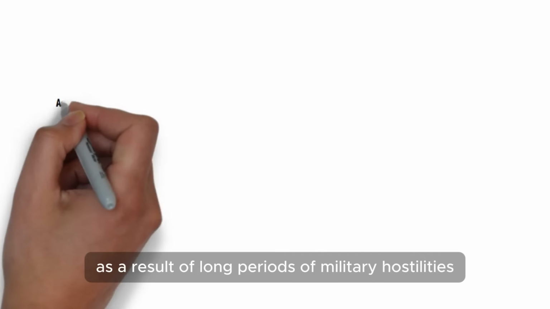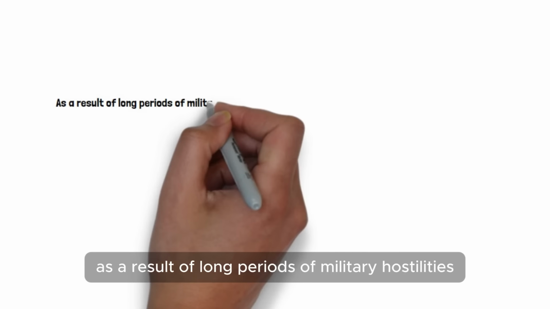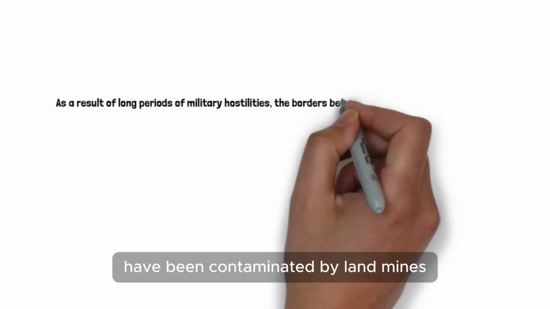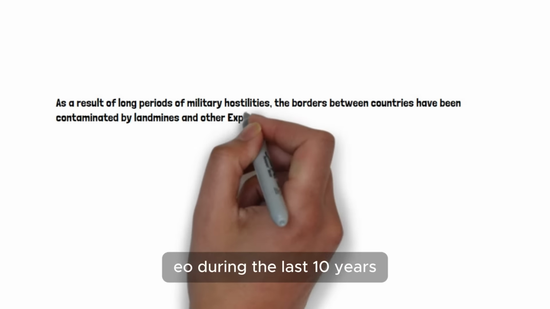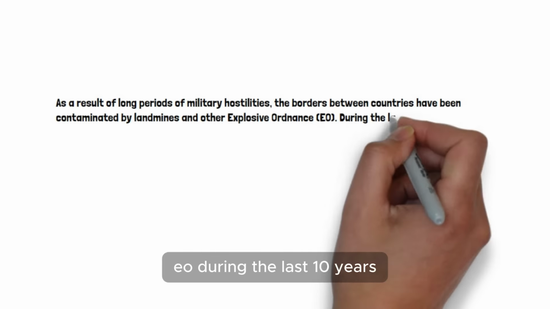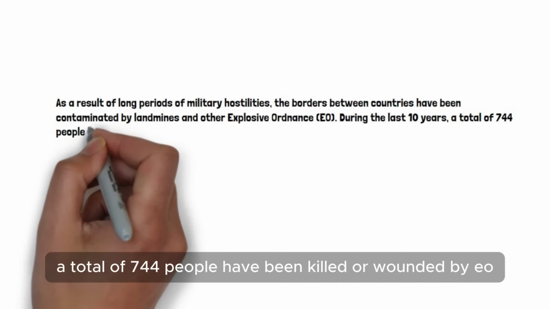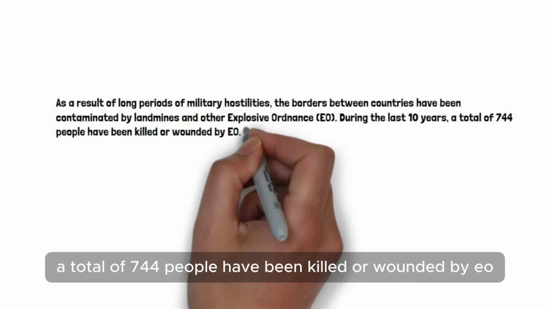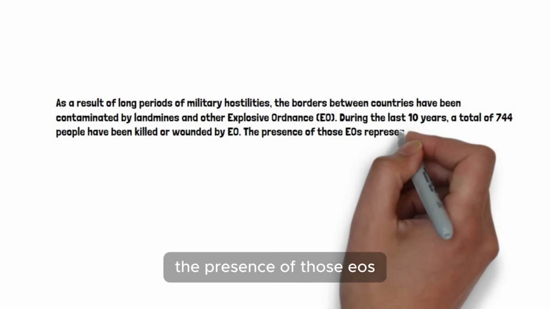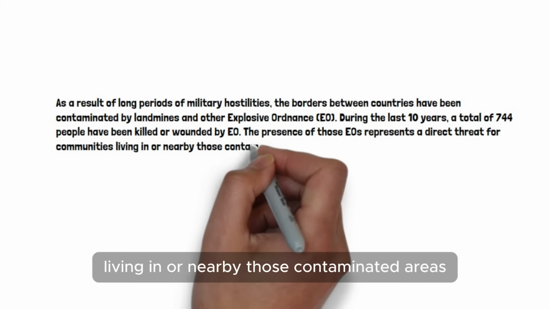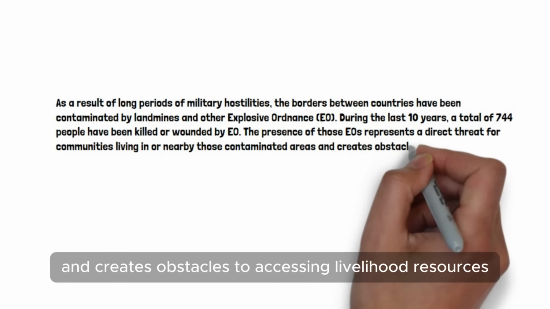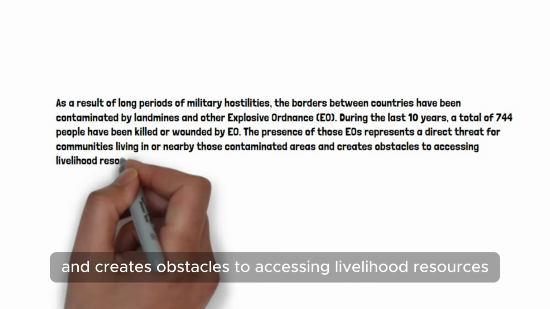Passage. As a result of long periods of military hostilities, the borders between countries have been contaminated by landmines and other explosive ordnance, EO. During the last 10 years, a total of 744 people have been killed or wounded by EO. The presence of those EOs represents a direct threat for communities living in or nearby those contaminated areas and creates obstacles to accessing livelihood resources.